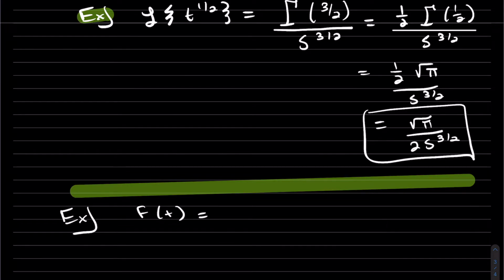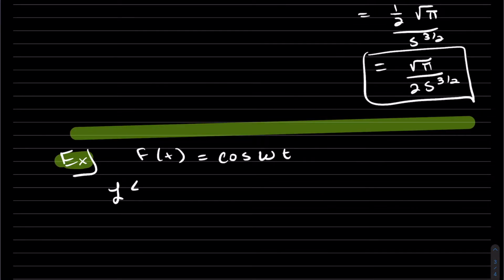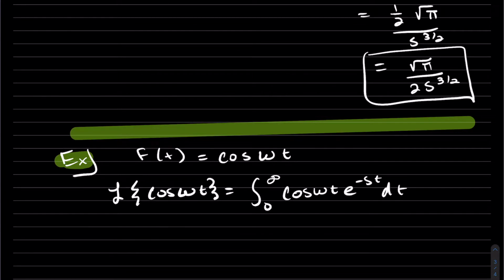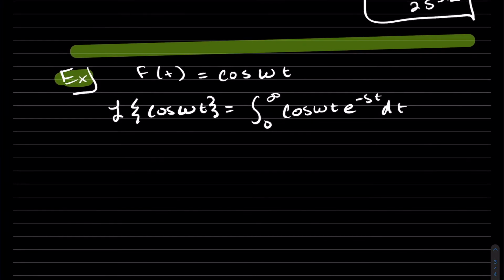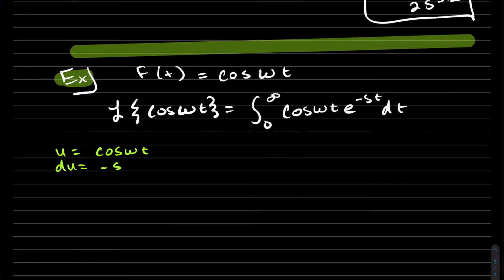Let's do cosine of omega t. What's the Laplace of cosine of omega t? So that's the integral from 0 to infinity. Throw it into the definition, and let's do the work. So we have to do parts. So that becomes u times v.